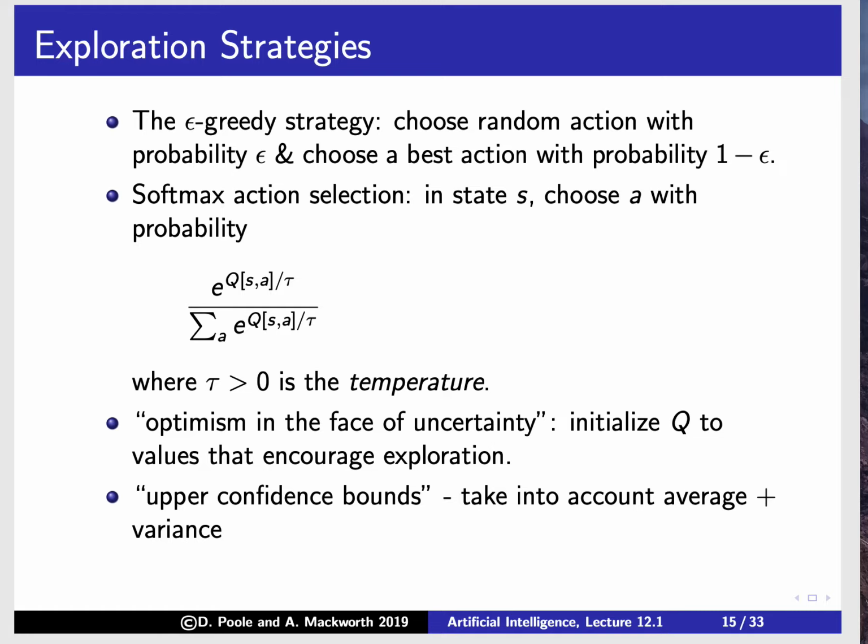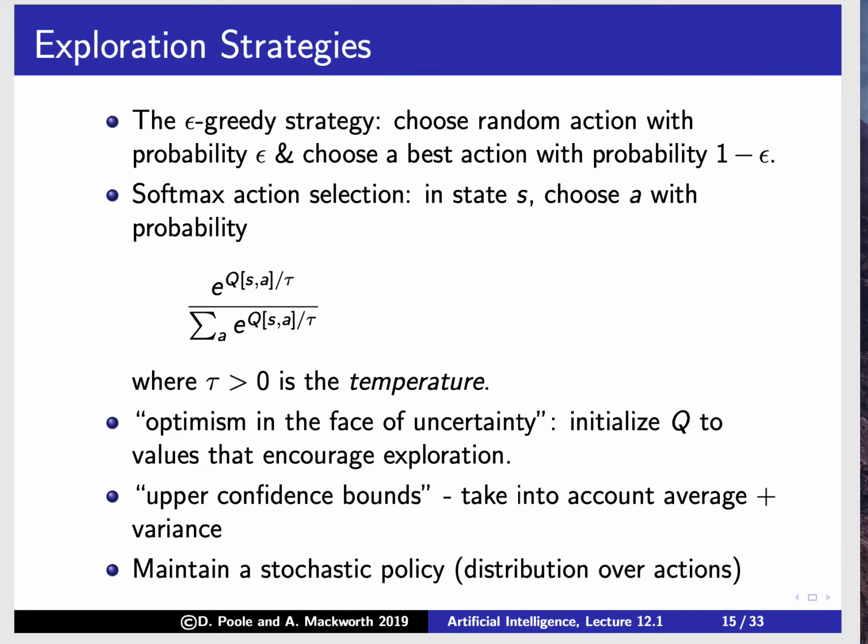the average and the variance. So we'd like to look at not only the average Q value, but how much they vary, because it might be the case that something we haven't looked at, we're unsure about how good it is, and so we might want to change that. And the other one we might want to do is to maintain a stochastic policy, which is a distribution over actions. Alright, so let's have a look at this running.